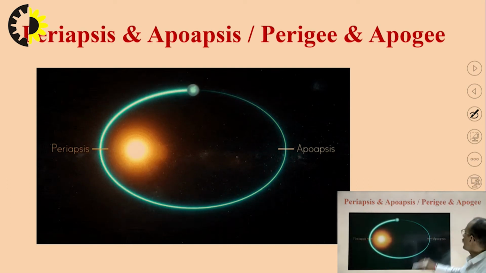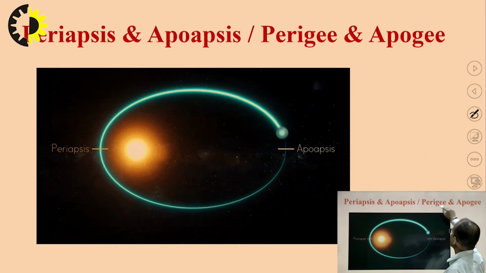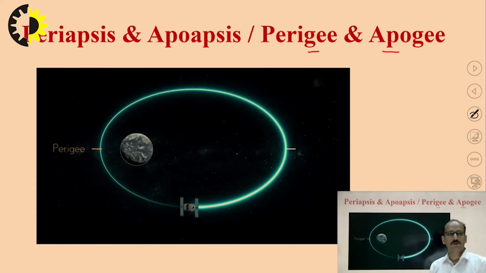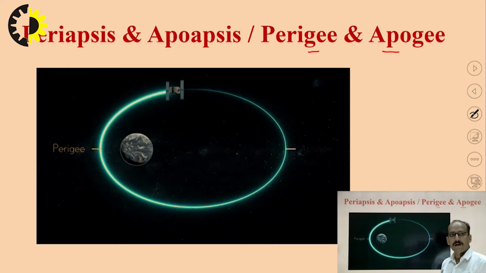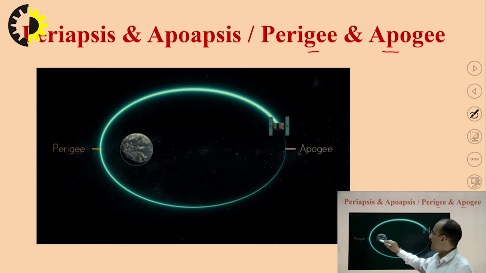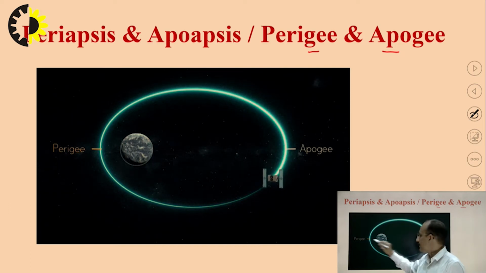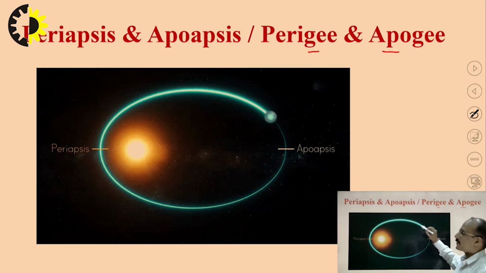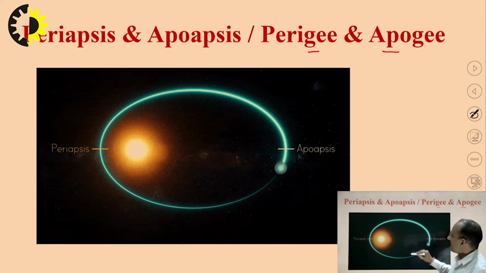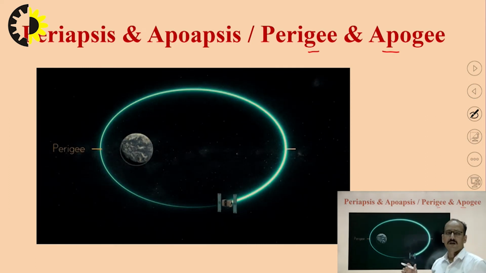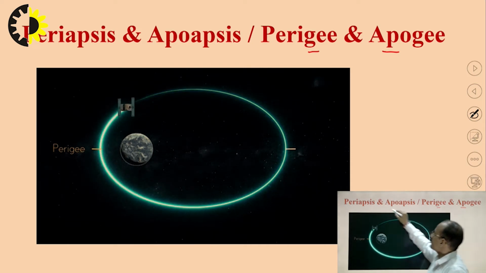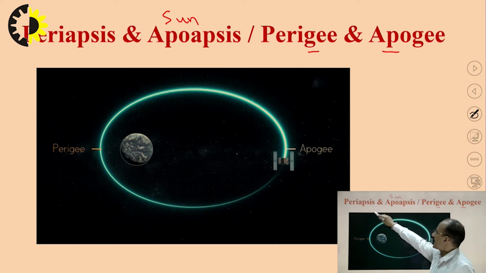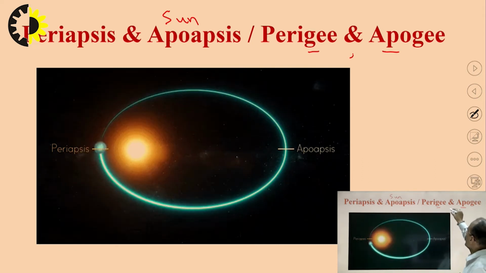Now we also require these definitions. Periapsis and apoapsis, or perigee and apogee, are the same thing, but we mostly use perigee and apogee here. The perigee is the closest point of the satellite orbit with respect to the earth, and the farthest point from the earth is known as the apogee. Similarly, periapsis and apoapsis are the nearest and farthest points with respect to the sun. When we are talking about perigee and apogee, it is with respect to the earth.